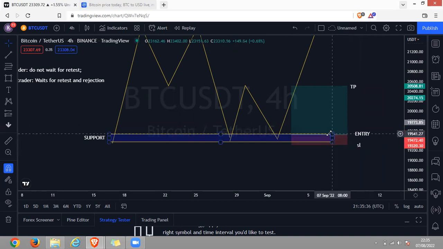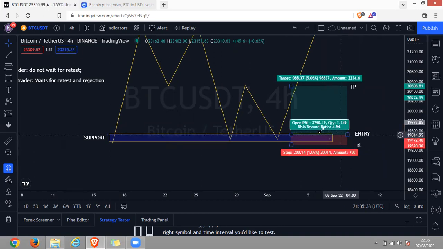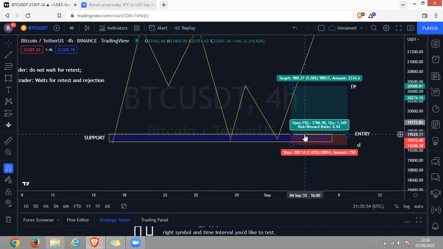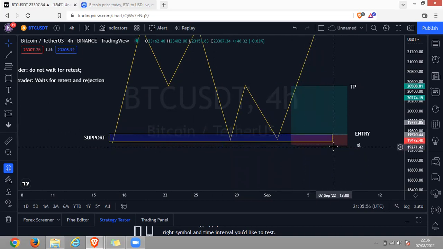So the whale will not want to buy at this point because he will not have many people who are willing to sell. Remember, trading is buying and selling. He will not have many people willing to sell to him at this point because everybody is buying. Almost everybody wants to buy here because we have a double bottom here. But if you see this zone, a lot of persons are willing to sell.